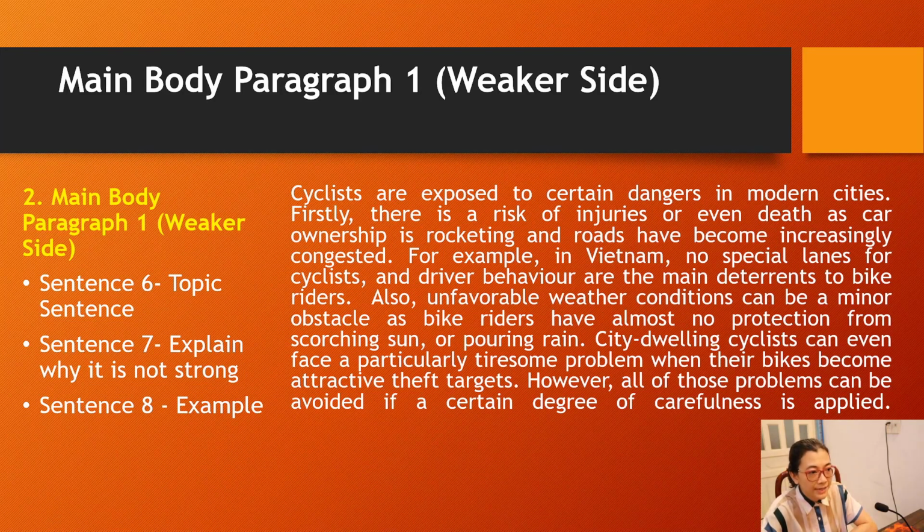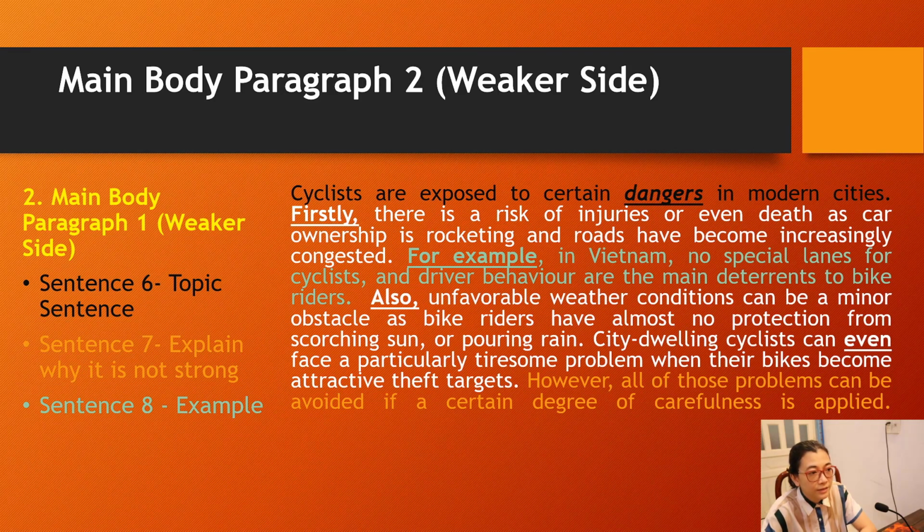So, can you find a topic sentence, the example, and how I explain why it is not strong? And can you see how I have connected the sentences together in a paragraph? What connectors have I used? So let's have a look. The first sentence is called a topic sentence. Cyclists are exposed to certain dangers in modern cities. In this case, I have used the word dangers instead of disadvantages.